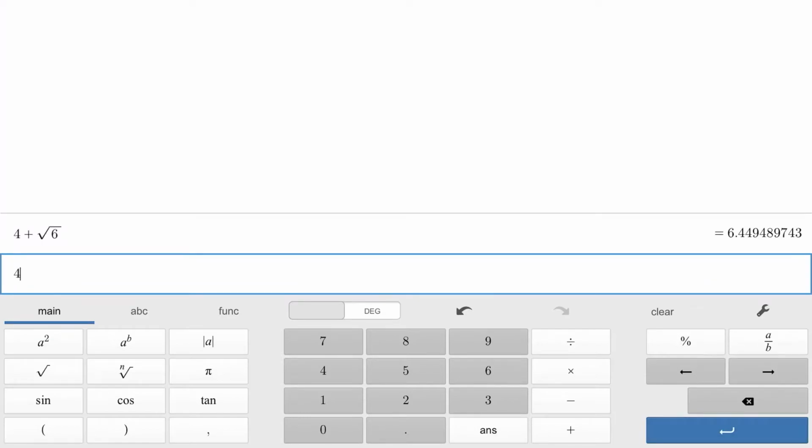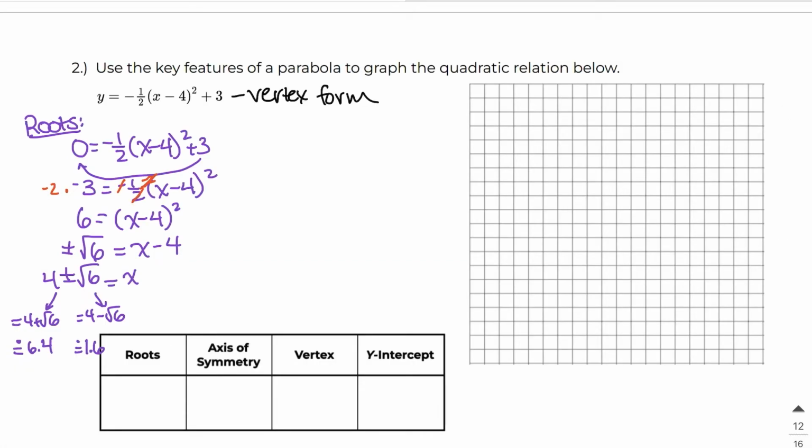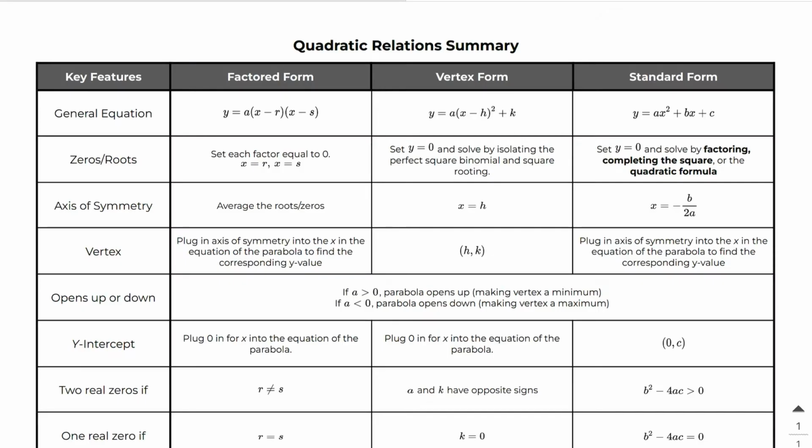And then I'm going to do 4 minus the square root of 6. Same thing, I'm going to round this to the nearest 10th, and I get 1.6. So my two roots are 6.4 and 1.6. Let's look at what this says right here. For vertex form, set y equal to 0 and solve by isolating the perfect square binomial and then square rooting, which is exactly what we did.